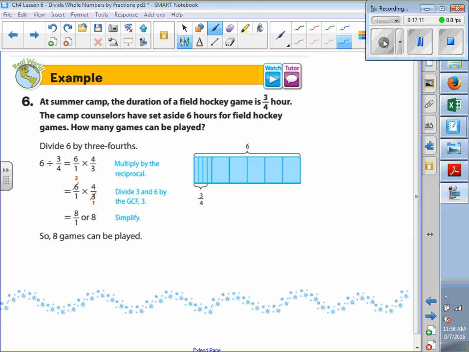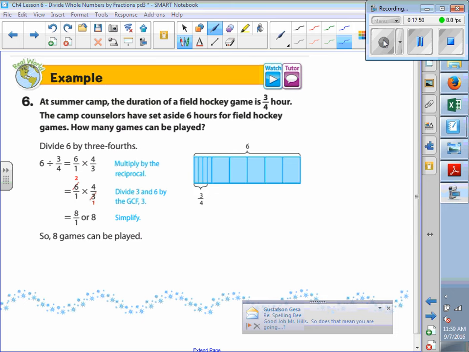3/4. So that means how many pieces is each one of these 6 going to be broken into? 4, right? Because now, how many of those 4ths does it take to play a game? 3 of them, okay? So here is 1 game. And if I continued breaking those up, you would be able to count 1, 2, 3, 1, 2, 3, and see how many games would be able to be played in that 6 hours, okay?